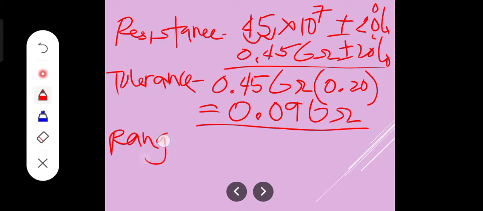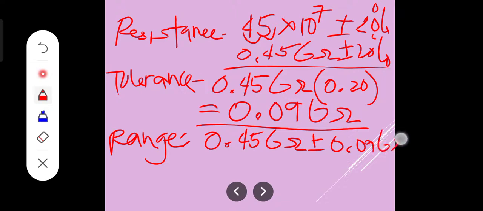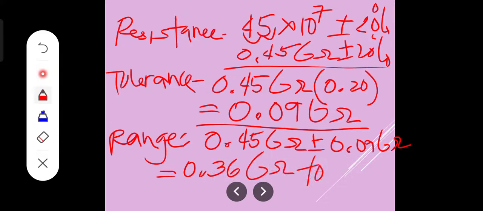And for the range, we subtract and add again. So we have 0.45 giga ohms plus minus 0.09 giga ohms. So subtract 0.45 and 0.09. This will become 0.36 giga ohms to 0.54 giga ohms. So that will be the range, tolerance, and resistance in that problem. Okay, so again, take note of this one.